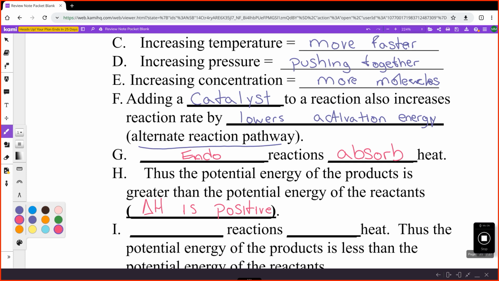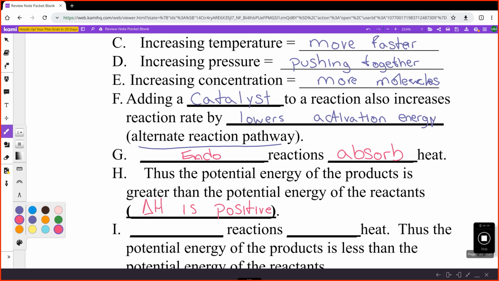Okay, delta H being positive. And delta H is the heat of the reaction. Okay, so heat of the reaction meaning energy of the reaction. If a reaction is endothermic, it's absorbing energy, it's absorbing heat. So naturally, an endothermic reaction that absorbs heat is going to increase the amount of energy over the course of the reaction. So delta H is represented as a positive number.